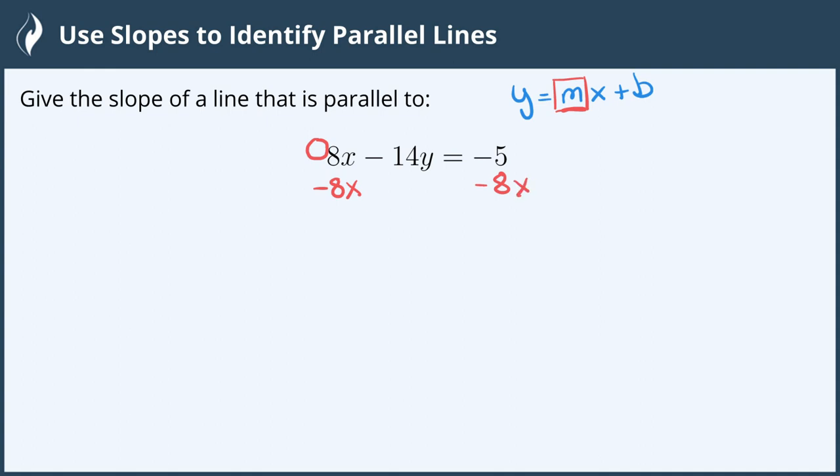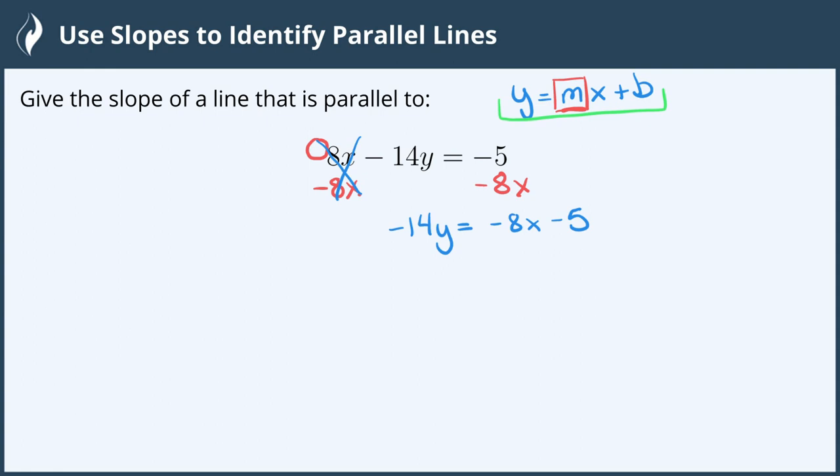On the left, a positive 8x minus 8x cancels, so we're left with negative 14y. And on the right side, we have negative 8x minus 5. And we put the 8x first so that it matches our slope-intercept form, with the x being the first term. Now let's continue solving for y.